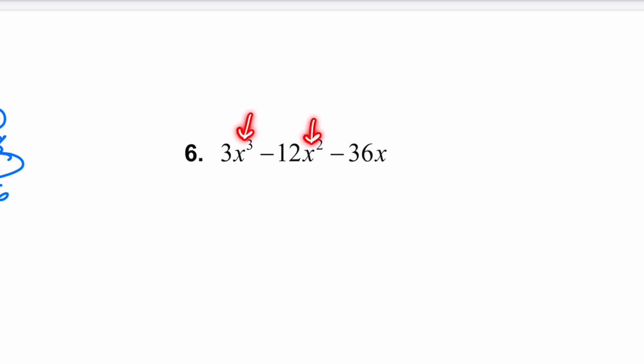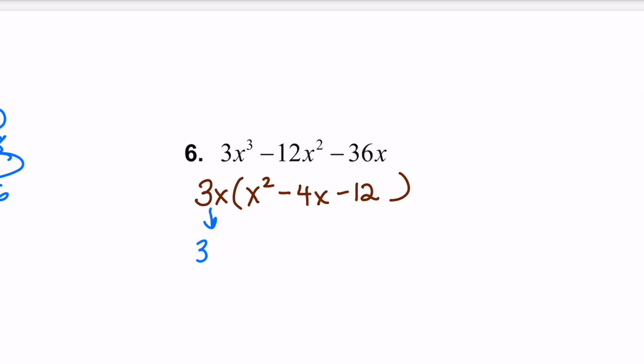Also, all of the pieces have an x, so we're going to pull an x out first. So 3 and an x. We have an x squared minus 4x, and 36 divided by 3 is a minus 12, and the x has been pulled out. Make sure you bring the 3x down. There's not a number in front of the x squared, so we're going to go right to our parentheses. We're going to have x and x.